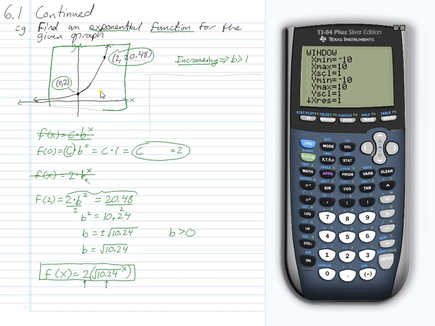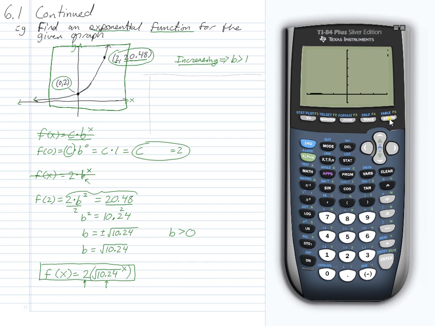And I'll adjust my window accordingly so that I can see around those 2 points. So I want to be able to see below and to the left of (0, 2), so I could go over to maybe -3 for the x-min and maybe -5 or -10 for the y-min. Just anything below the x-axis would be good. Then I want to be able to see to the right of 2 and above 20.48, so maybe I'll go over to 3 and up to 25.